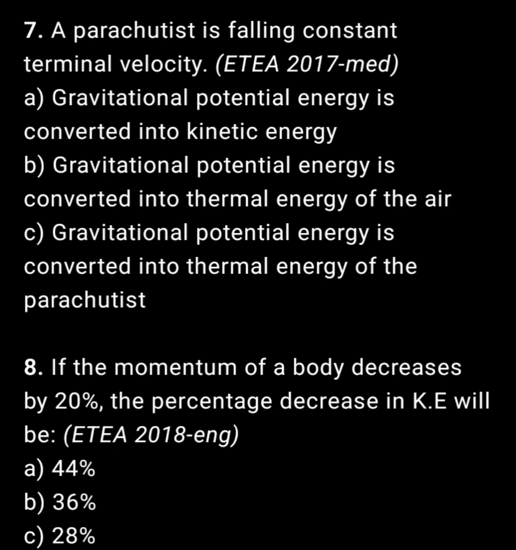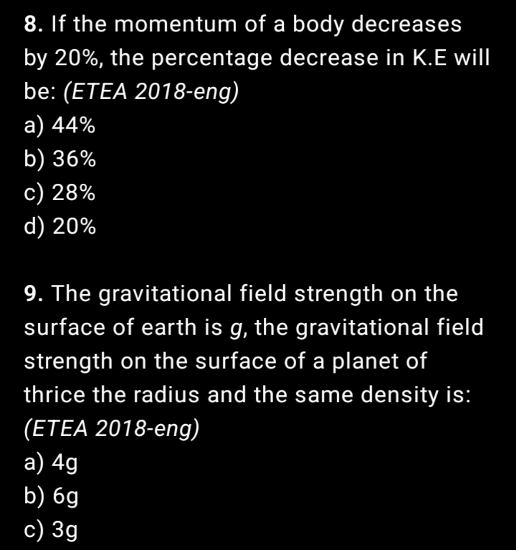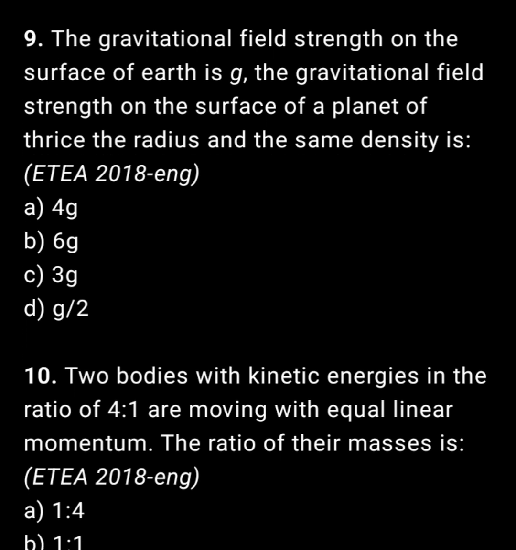8. If the momentum of a body decreases by 20%, the percentage decrease in KE will be? ETEA 2018 Eng. A. 44%. B. 36%. C. 28%. D. 20%. 9. The gravitational field strength on the surface of Earth is g. The gravitational field strength on the surface of a planet of thrice the radius and the same density is? ETEA 2018 Eng. A. 4g. B. 6g. C. 3g. D. g/2.